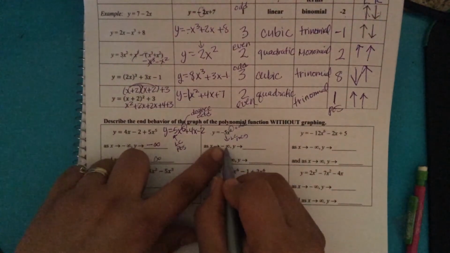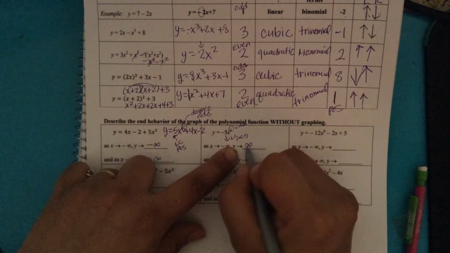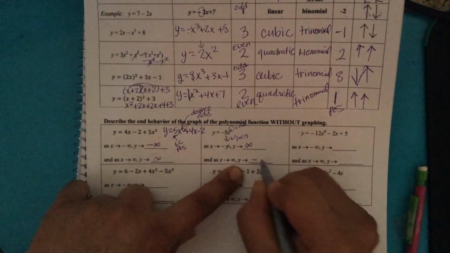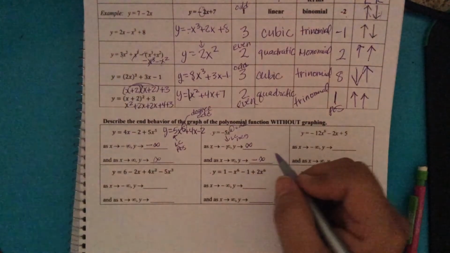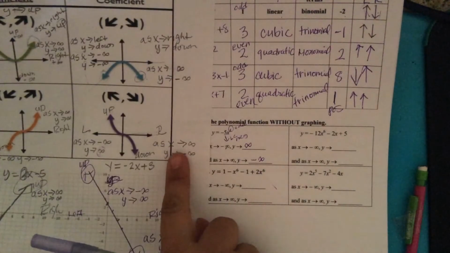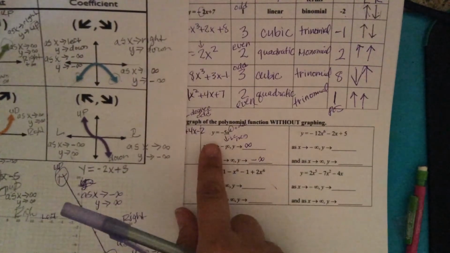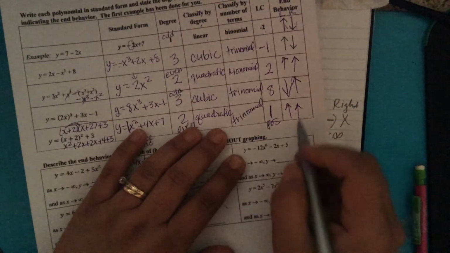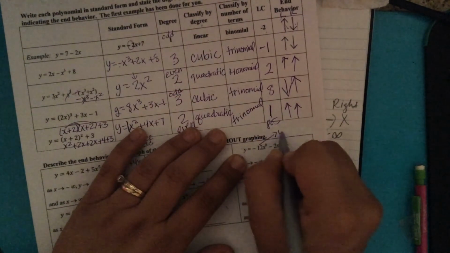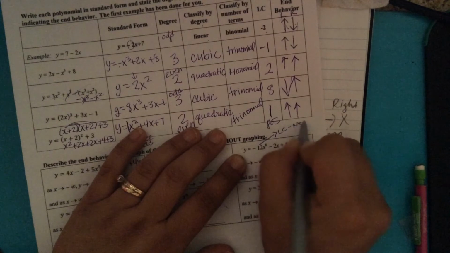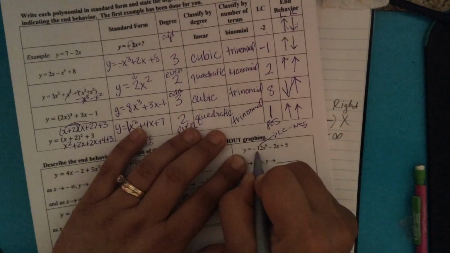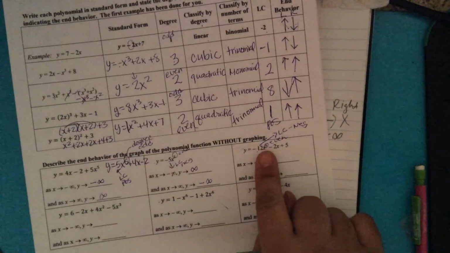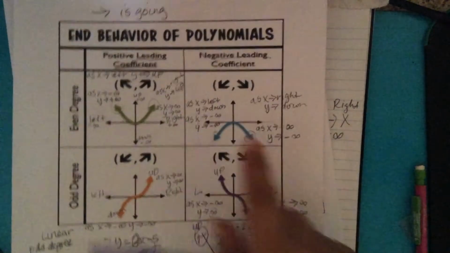So as x is going to the left, y is going up to positive infinity. As x is going to positive infinity, y is going down. So all we're doing is putting this information that I gave you right here over here. Okay? So this is already in standard form. The leading coefficient is negative. So negative 12 is the leading coefficient, and it's even. So if it's negative and an even degree, it's this one right here.